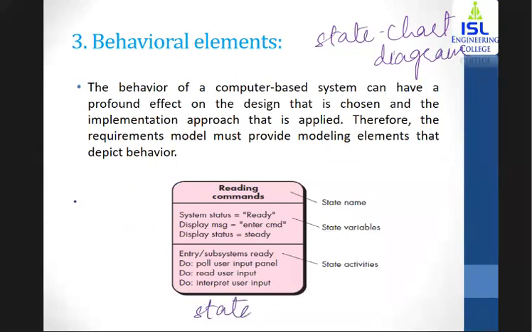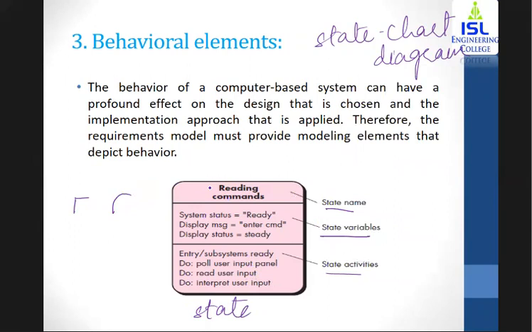Now the class had narrowed corners, whereas this state is going to have rounded corners. Here you have narrowed corners, here you're going to have rounded corners. Again, you're going to have three compartments within the state. The first is going to be the name, second is going to be the different variables, and the third is going to be the different activities that are going to be performed.